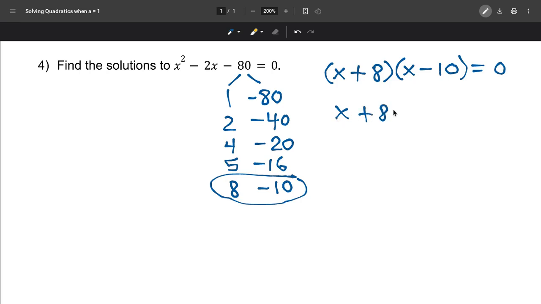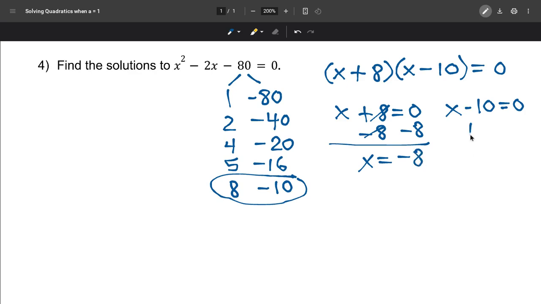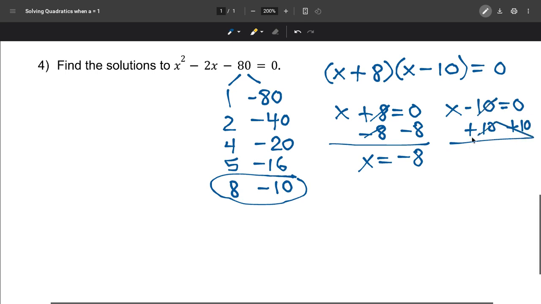I'll then set x plus 8 equal to 0, and x minus 10 equal to 0. Subtract 8 here from both sides. 8 minus 8 is 0, so I get x equals negative 8 as one of the solutions. I'll add 10 to both sides here. Ten minus 10 is 0. That got a little away from me there. So x equals 10.